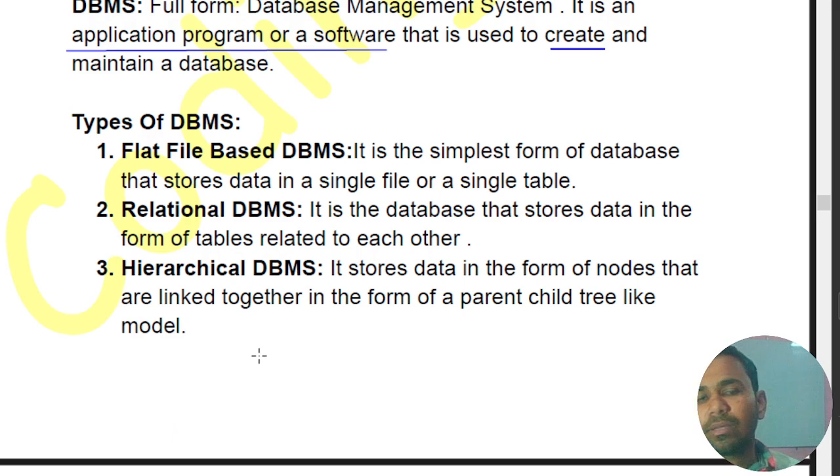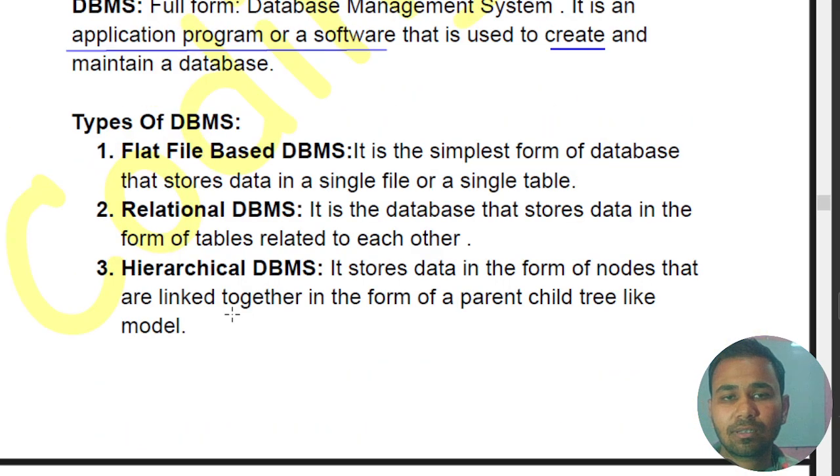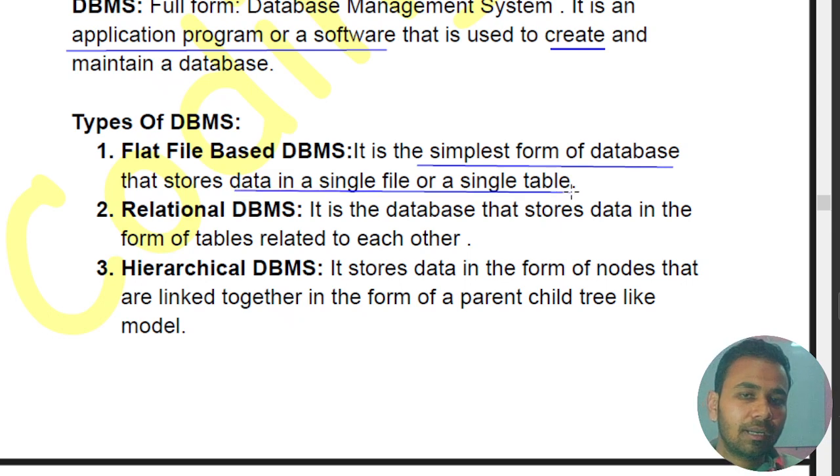So types of DBMS. We have 5 types of DBMS listed here. First is flat file based DBMS. It is the simplest form of databases that stores data in the form of single file or a single table. So earlier, when the concept of database was not there, we used to save our information in single files. So earlier also flat file based DBMS was there.